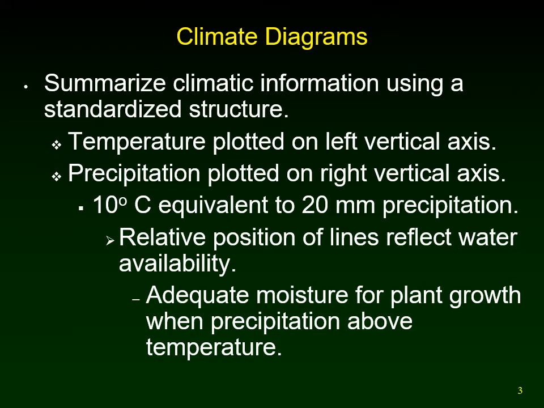So you know on a hotter day, you need to water your plants more outside because they are going to have more water evaporate. So the relative position of those two lines reflects water availability. If the temperature line is above the precipitation line, then you don't have an adequate amount of water for the plant to grow.